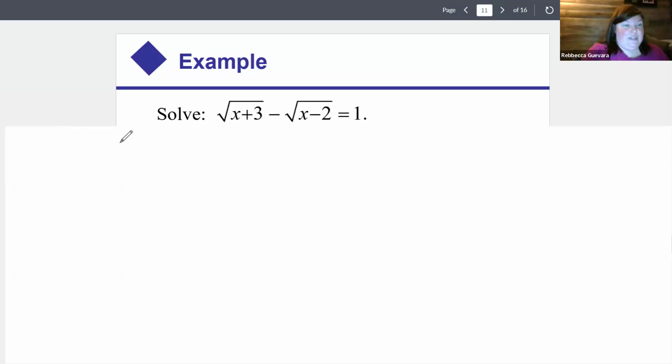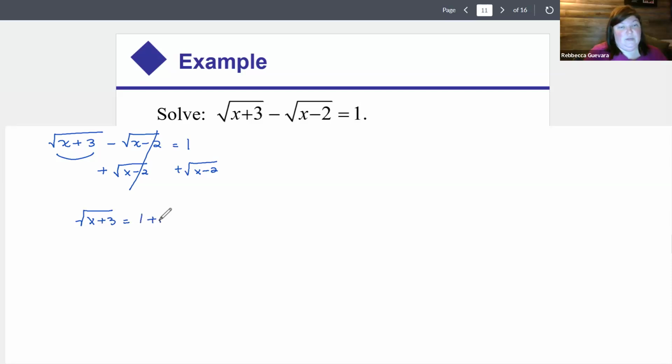So we are going to have the square root of x plus 3 minus the square root of x minus 2 equals 1. And I need to isolate one of these radicals. So let's just pick this one because it's a little easier, because all I have to do is add the square root of x minus 2 to both sides, and we cancel that out. And now on one side, the square root of x plus 3 is going to be equal to 1 plus the square root of x minus 2.